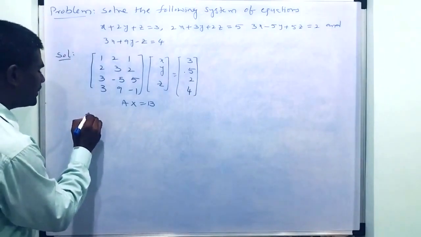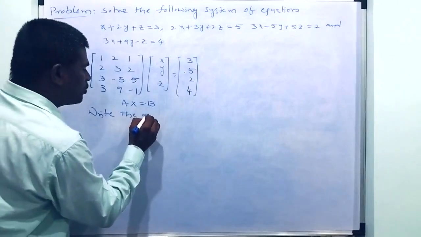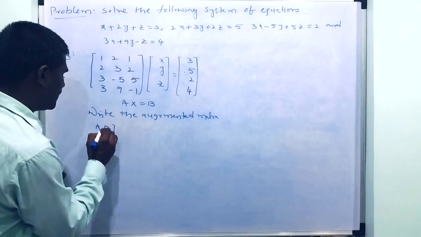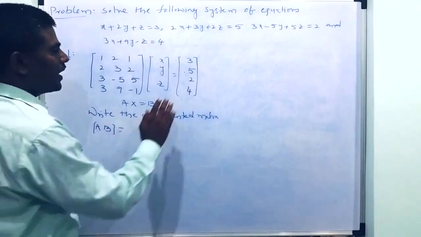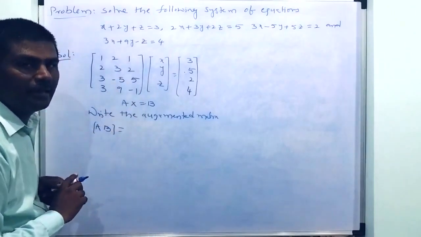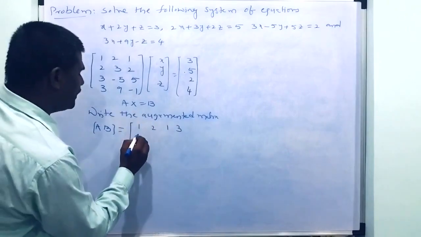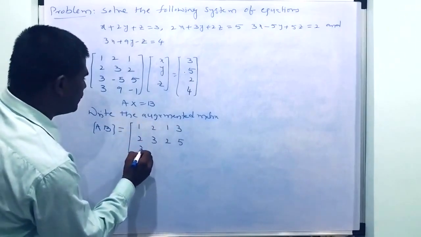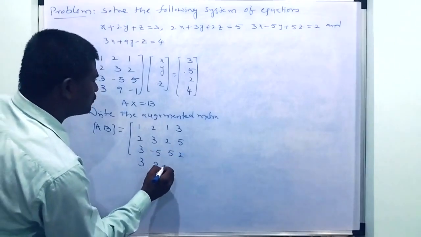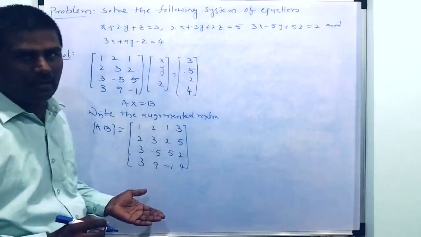First of all, let us write the augmented matrix AB. That means simply write this column vector by the side of the last column of A. That means 1 2 1 3, 2 3 2 5, 3 -5 5 2, 3 9 -1 4. Now let us reduce this into echelon form.